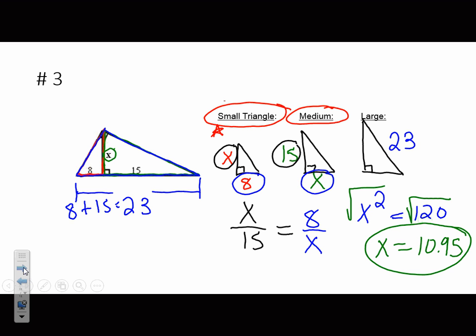One thing I want you to be aware of, you don't always have to have two x's. Sometimes you're only going to have one x in all three of your triangles, but the goal is just to solve for x by setting up a proportion.